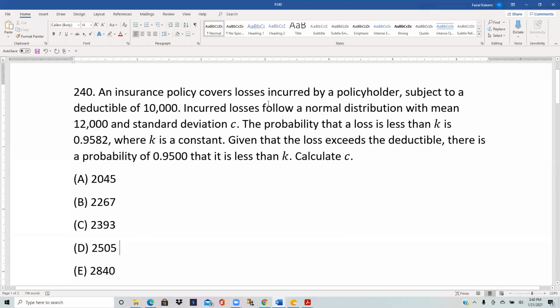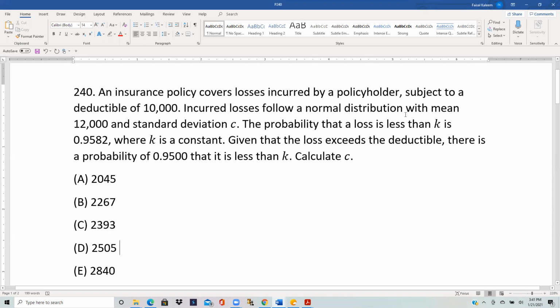An insurance policy covers losses subject to a deductible of 10,000. Losses are normal with mean 12,000, standard deviation C. Probability that a loss is less than K is 0.9582. Given that the loss exceeds the deductible, there is probability of 0.95 that it is less than K. Calculate C. So two things are given here about the probabilities.